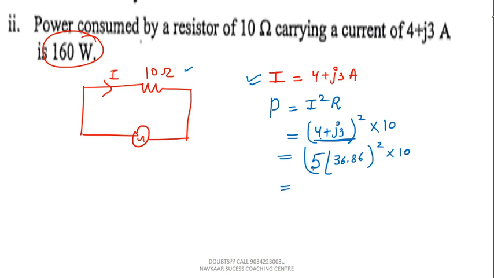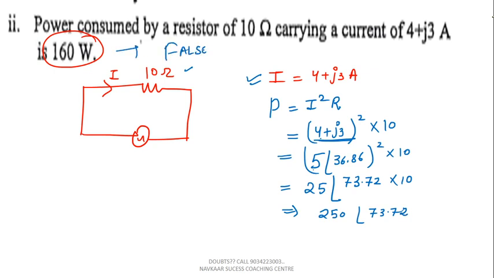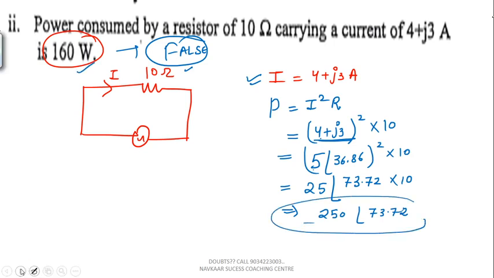If we solve this, 5 5s are 25, and you know that in multiplication angles are added, so the value would be 73.72, multiplied by 10. Your answer will be 250 angle 73.72. So its answer is false, because they have given power as 160 watt, but our power is 250 watt.